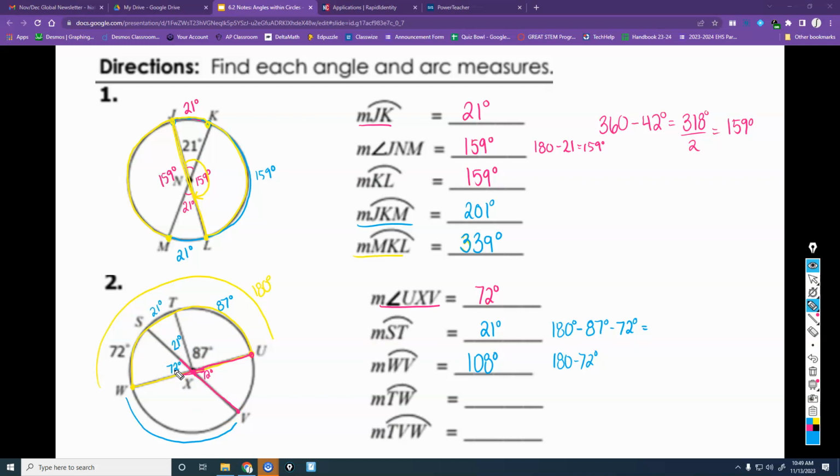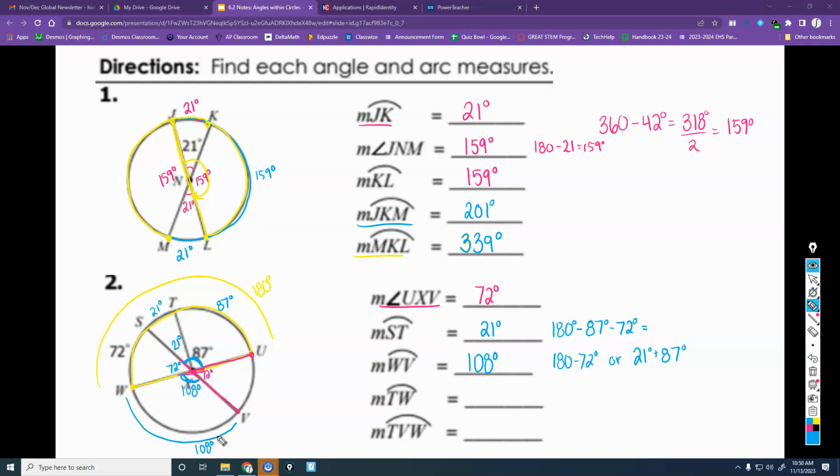That works beautifully. Marley said she did 21 plus 87 because of those straight lines, this right here has to be equal to those 2 angles together. So that is another way that you could do it. Both of those will work. Now it should be fairly easy to get from here.